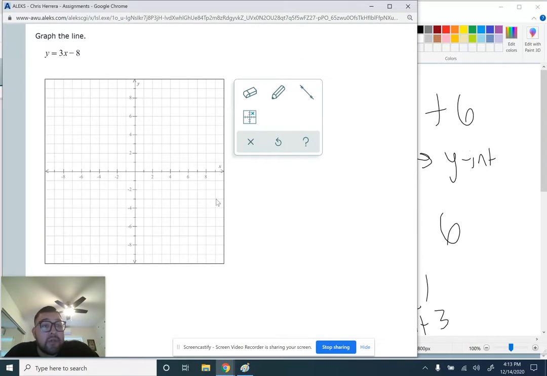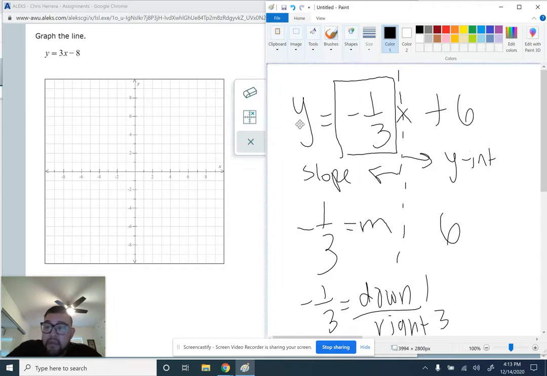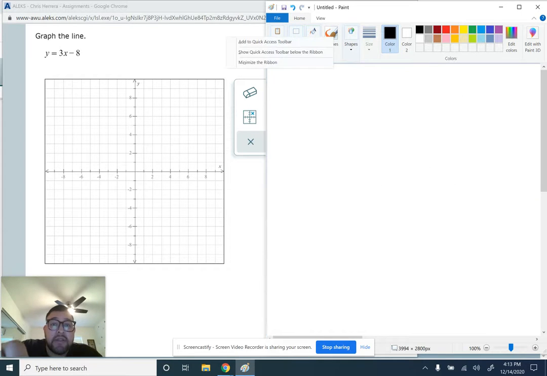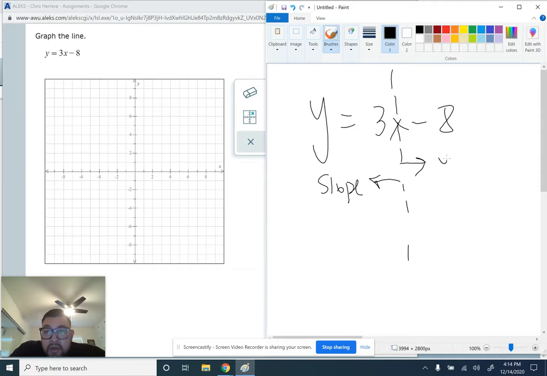That is how you use the hack method when you're working with a fractional slope. It also works with a whole number slope. So in this particular case, our equation is y equals 3x minus 8. I think of this x as a separator. The number on the left is my slope, and the number on the right is my y-intercept.